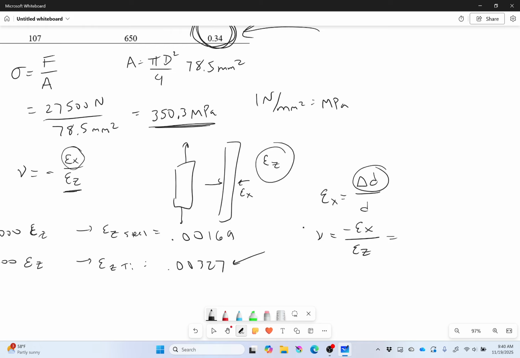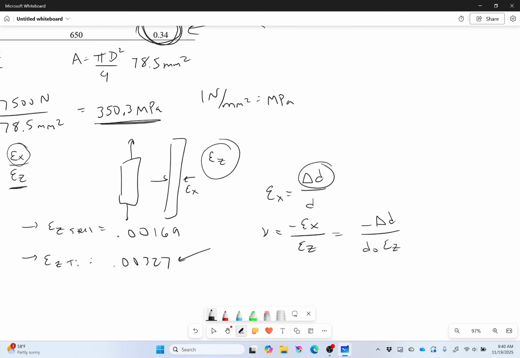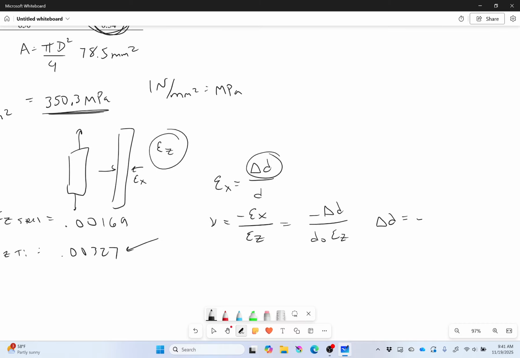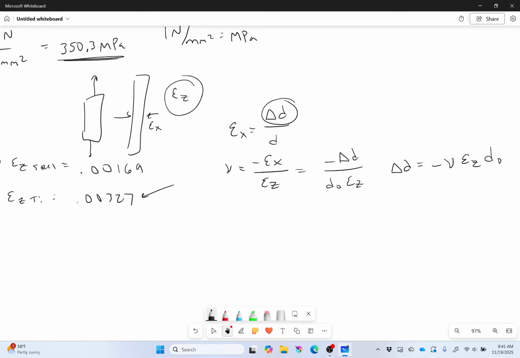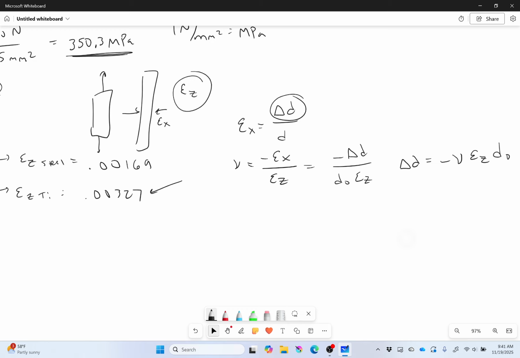So, that'll be equal to, making sure I do this correctly, negative change in diameter over the initial diameter, strain in the z direction. And then finally, my change in diameter will be equal to negative my Poisson's ratio times the strain in the z direction. Let's see here. Yes, times my initial diameter. That looks good. So what I can do then is I can use this equation and I can plug in my values from earlier to figure out what it comes out to be.